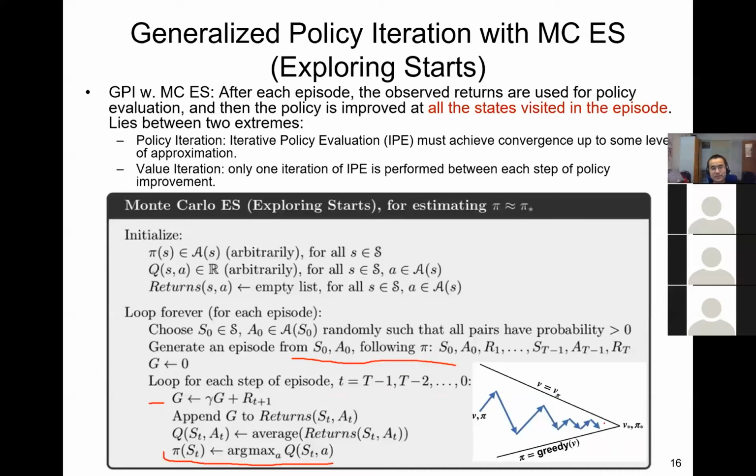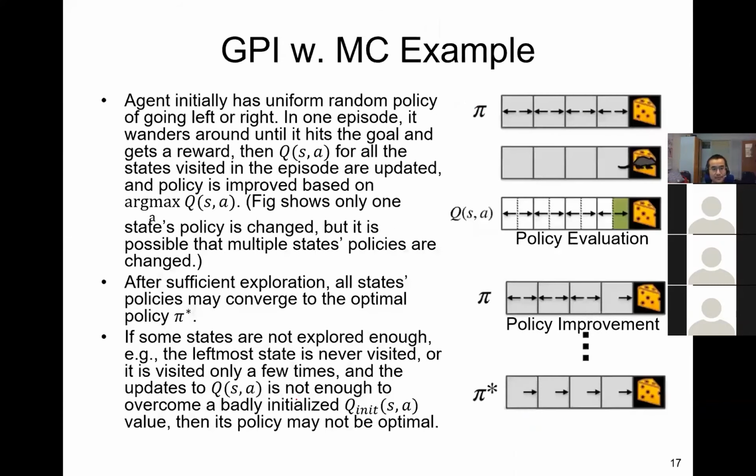In the policy iteration we learned before, the policy evaluation must achieve convergence up to some level of approximation, the theta parameter. For value iteration, only one iteration of policy evaluation is performed between each step of policy improvement. But here, we are performing the policy evaluation on an episode by episode basis. So here's one example.